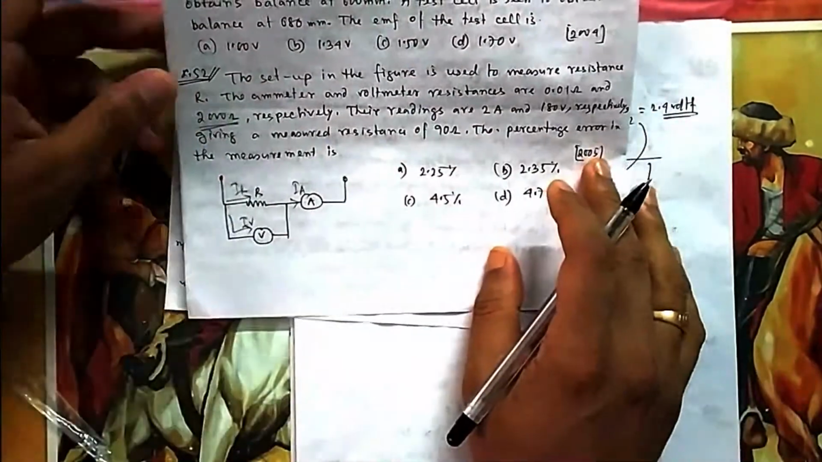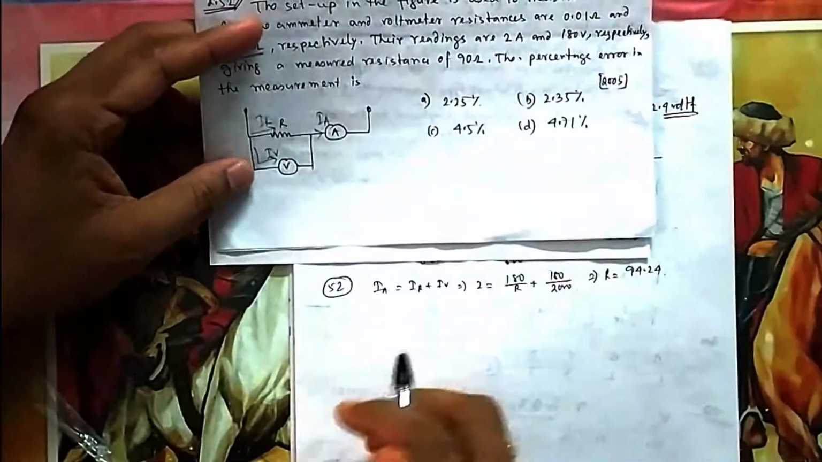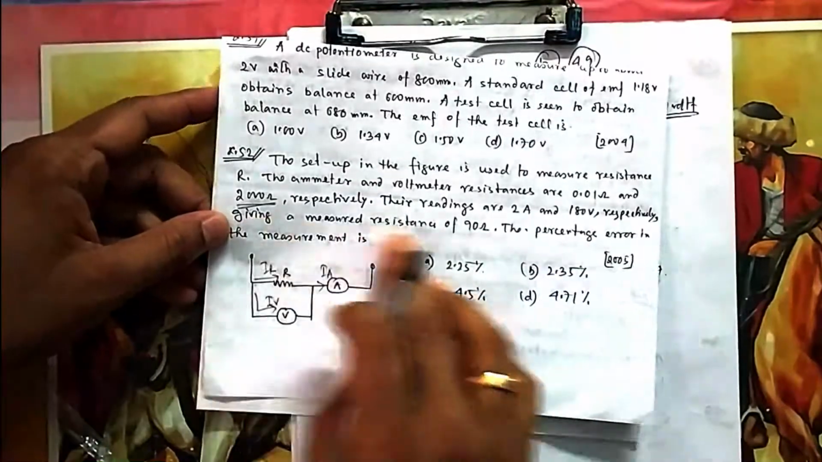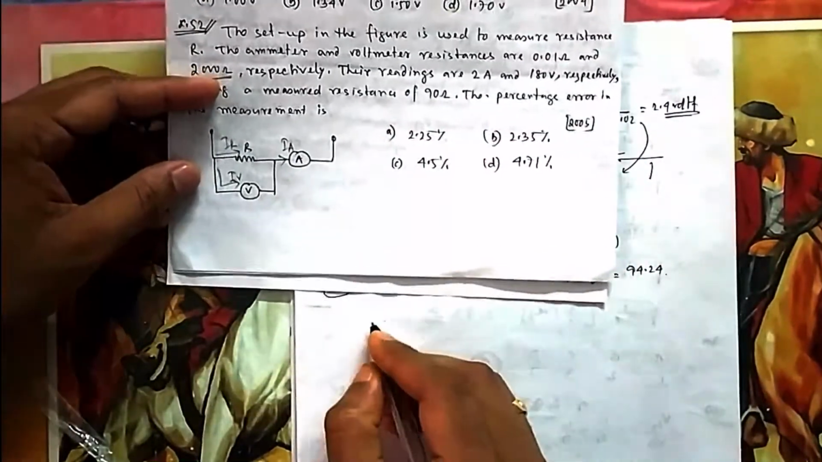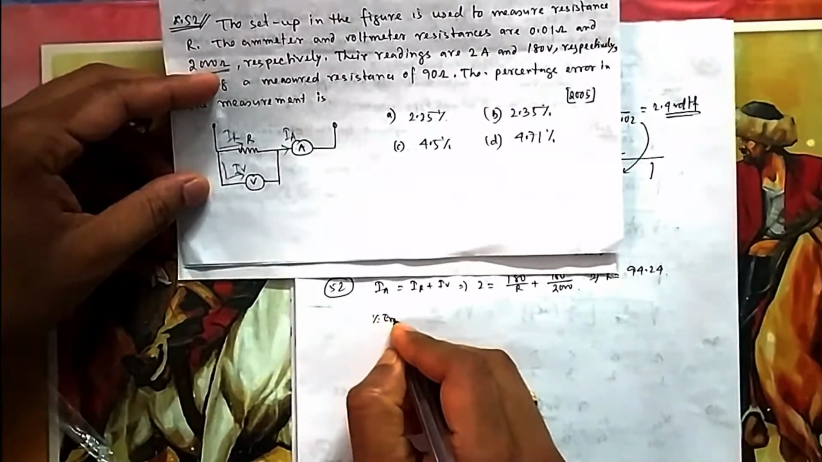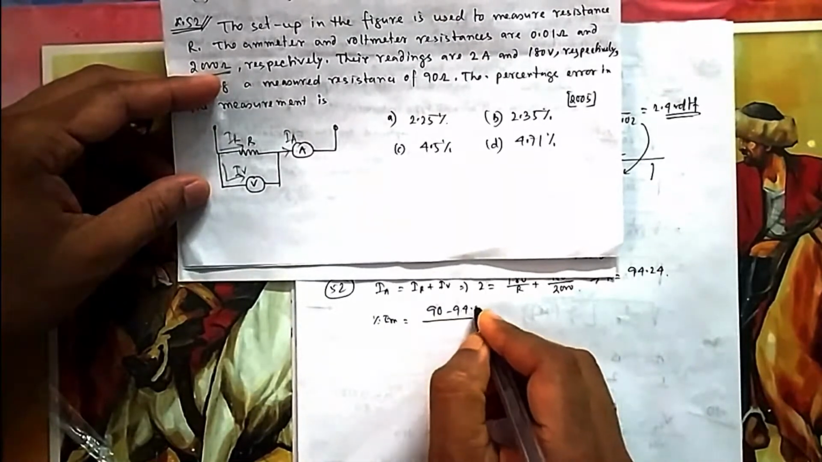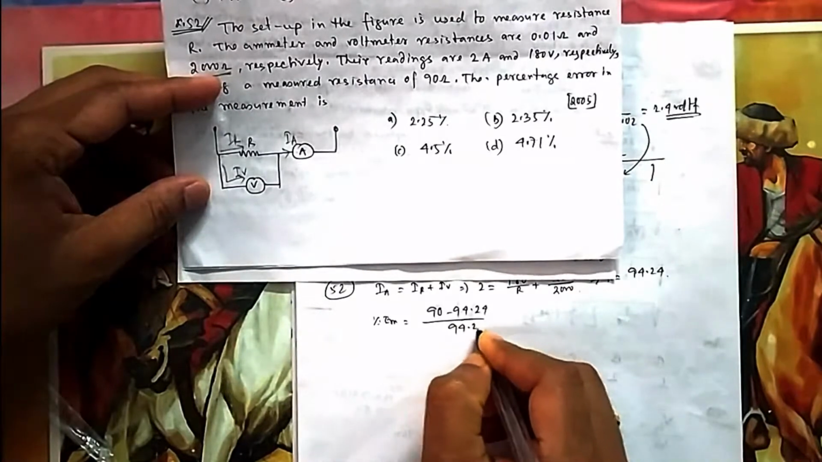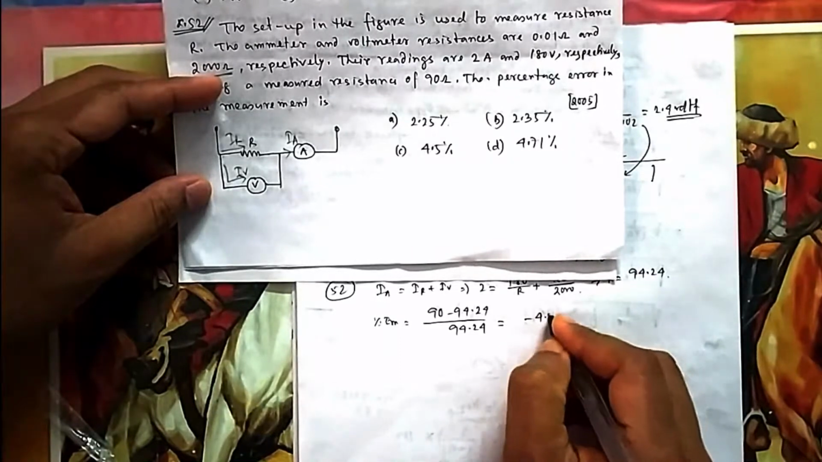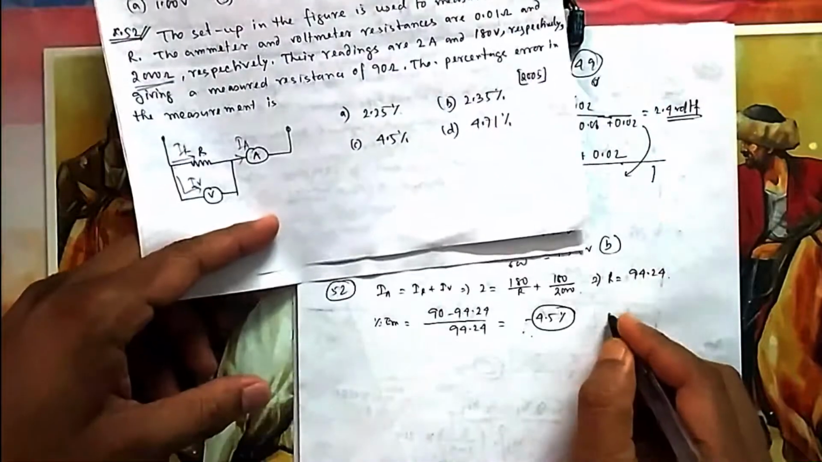Now they are asking the percentage error in the measurement. They are not asking plus or minus, but because your measurement is lower, 90, it is negative. It is always calculated on the true value. So your error will be equal to measured minus actual, divided by actual. Measured is 90 minus actual 94.24, divided by 94.24. So it is around minus 4.45%. They are not interested in plus or minus, only the percentage they want to find. That is your option C.